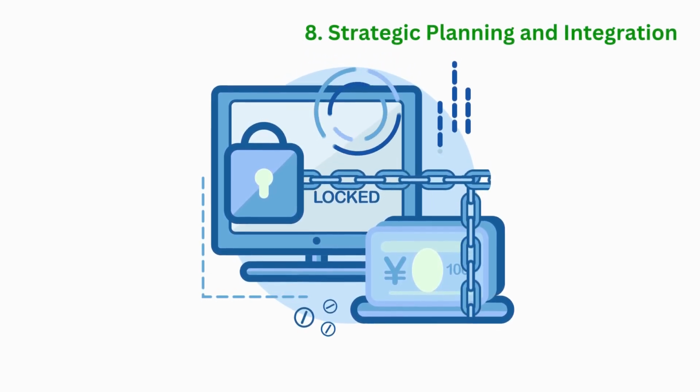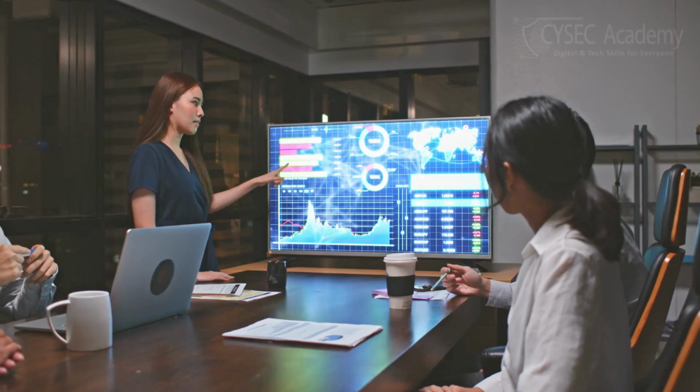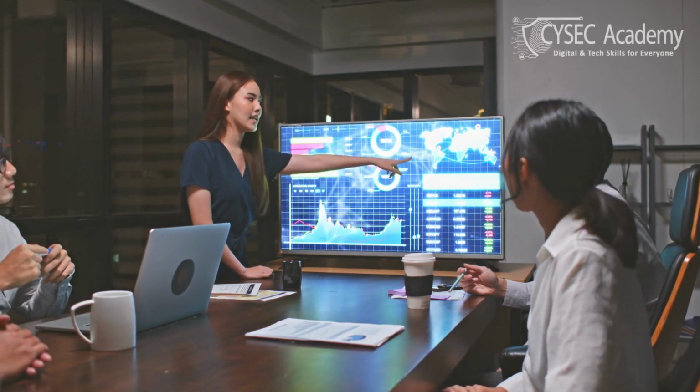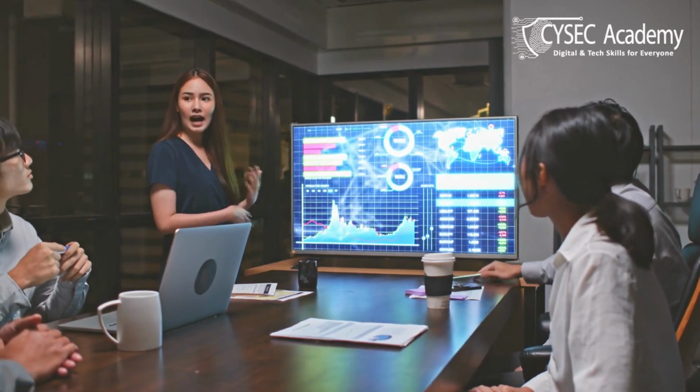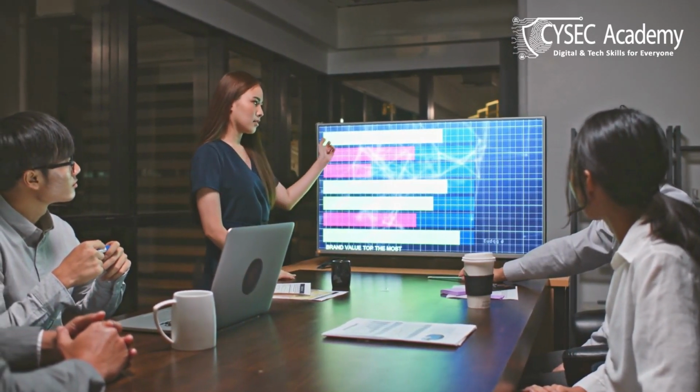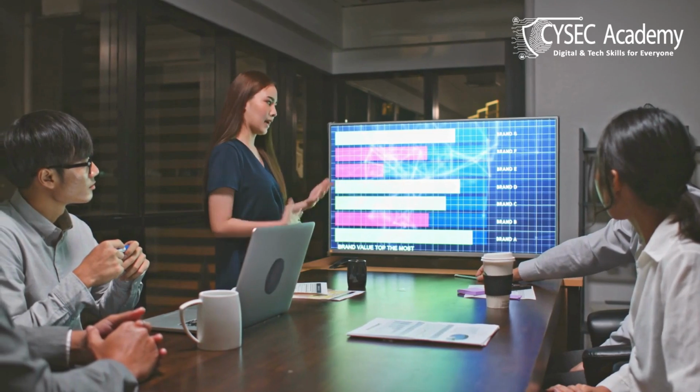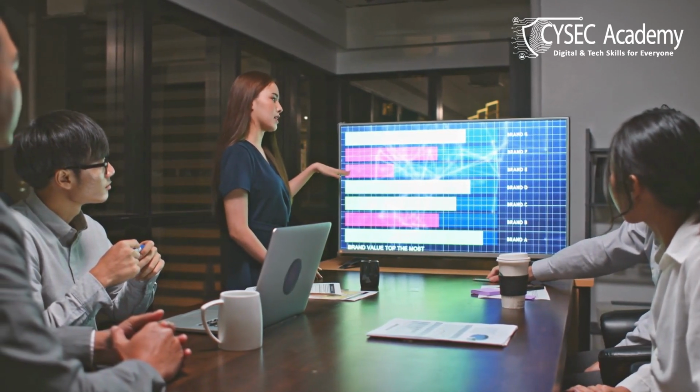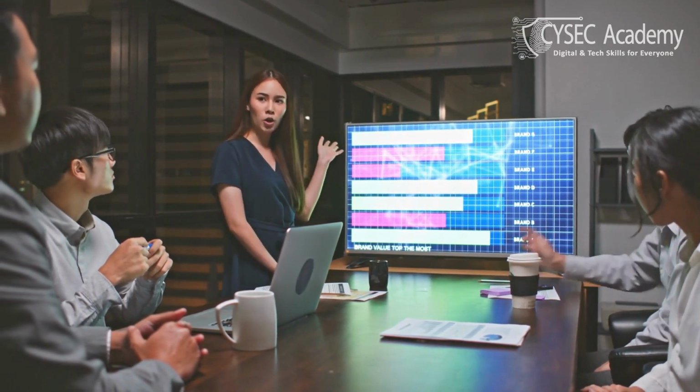8. Strategic planning and integration. Security should not be viewed as a hindrance to business operations, but as an enabler of business goals. Strategic planning ensures that security initiatives align with the organization's overall strategy.